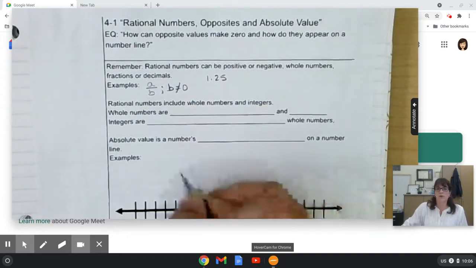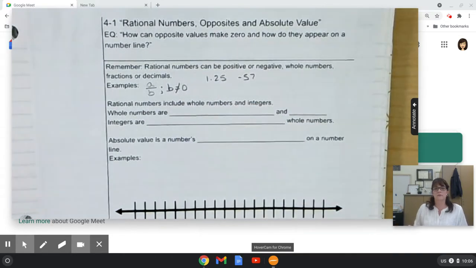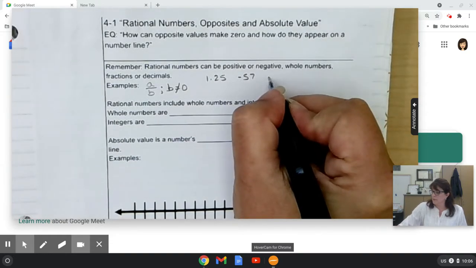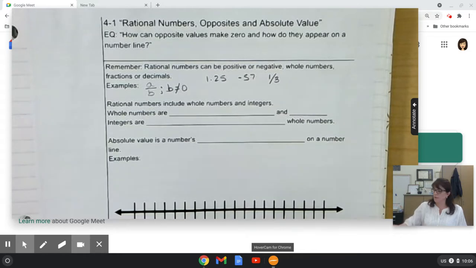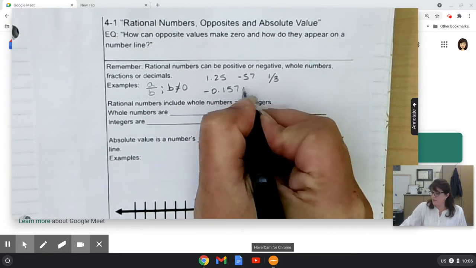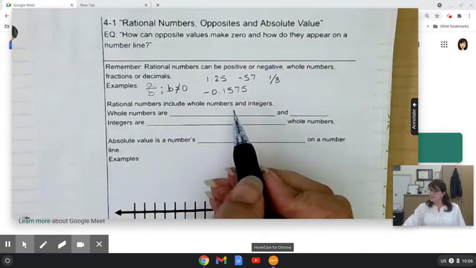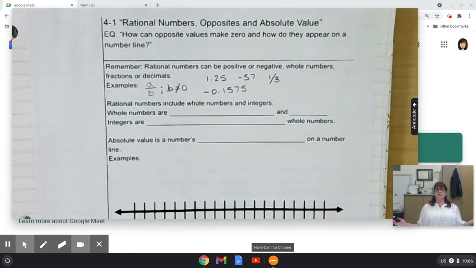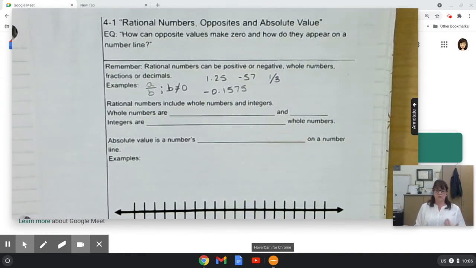1.25, rational number. Negative 57, rational number. 1/3, rational number. Negative 0.1575, rational number. So you can see almost all the numbers we would deal with at school are rational numbers. Now, within rational numbers are some categories.